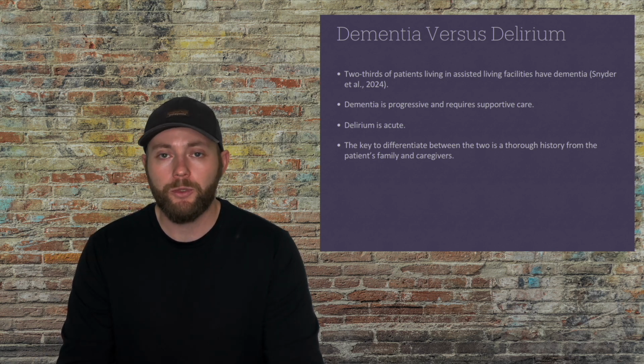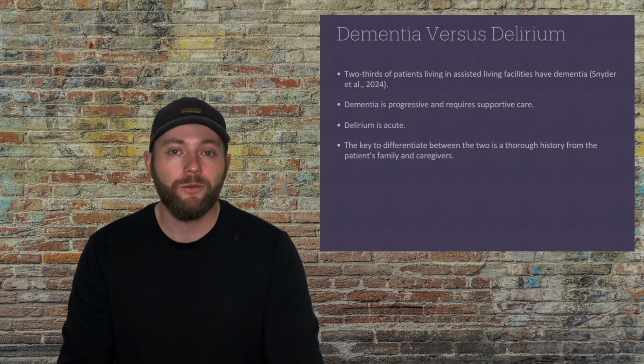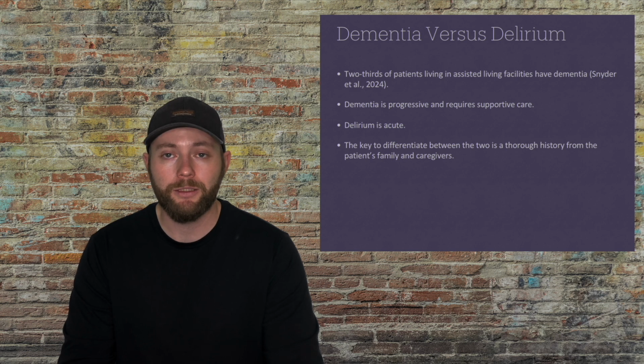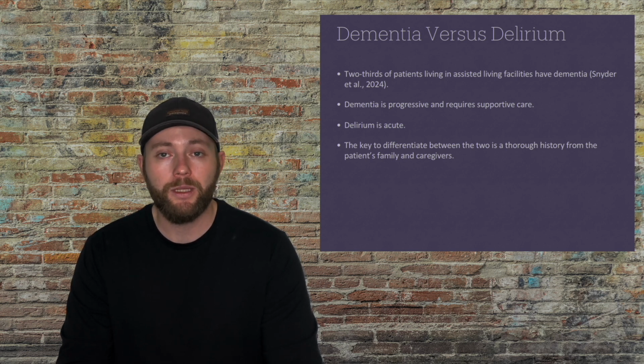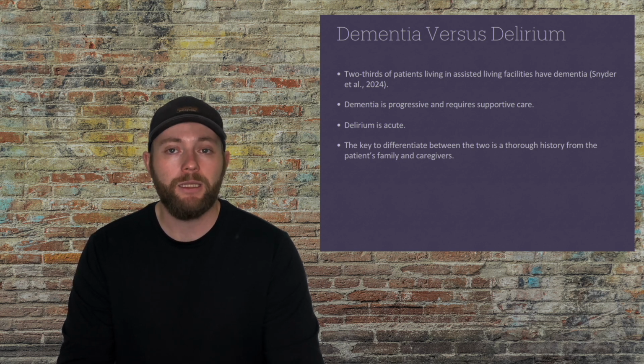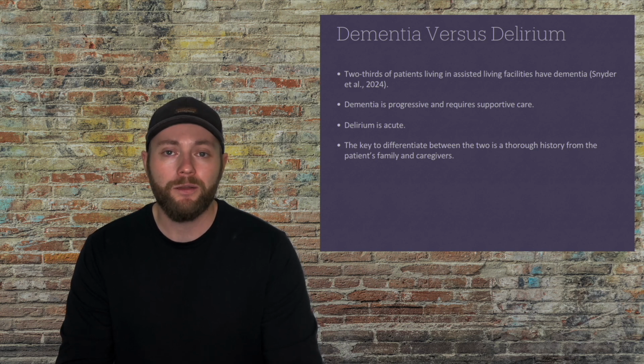Delirium is an acute presentation that is oftentimes reversible. The key to differentiate between dementia and delirium is to perform a very thorough history from the patient's family and caregivers and work to identify the cause of the altered mental status.